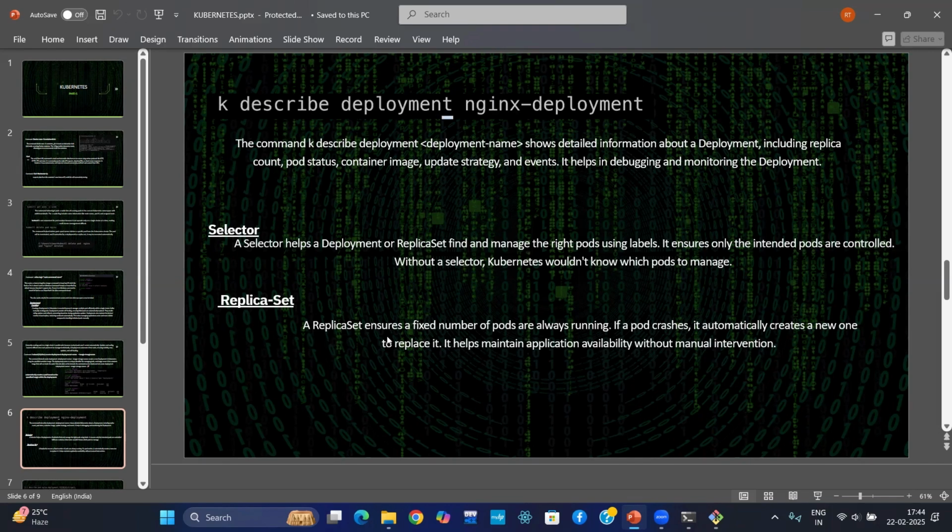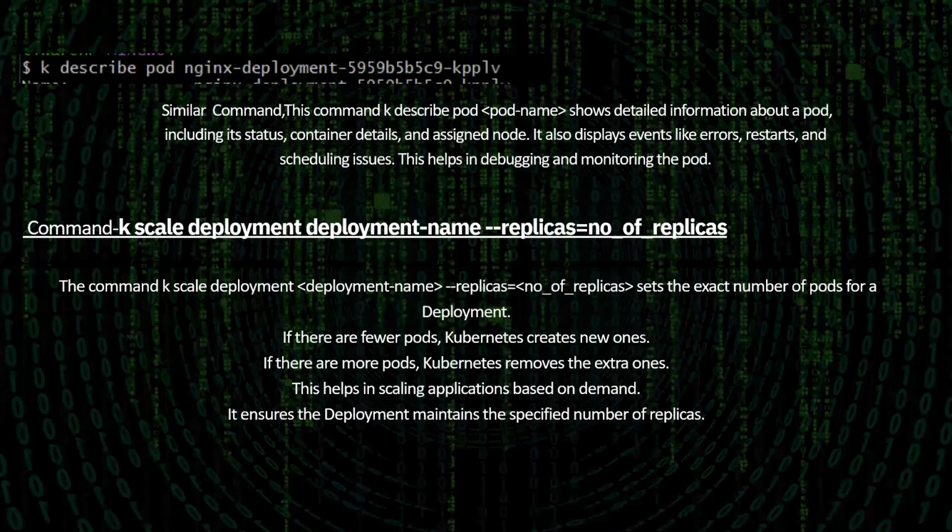Okay, so what is a replica set? A replica set ensures a fixed number of pods are always running. In the last slide, I will explain replicas a little bit more, so you will clearly understand in my last slide. It is basically the seventh or eighth slide. If a pod crashes, it automatically creates a new one to replace it. It helps maintain application availability without manual intervention. Okay, so just move forward.